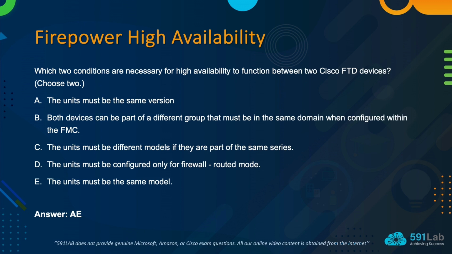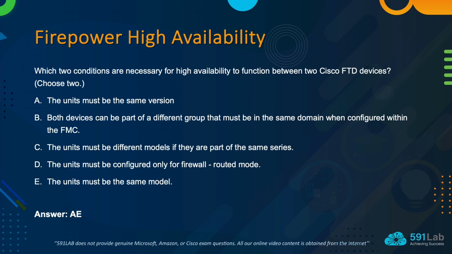So, the answer here is option A. The units must be the same version. Major, minor, and maintenance release should be the same. This ensures compatibility and consistent behavior between the two devices. And the next option is E. The units must be the same model. Cisco Firepower Threat Defense high availability is only supported between identical Firepower Threat Defense models.